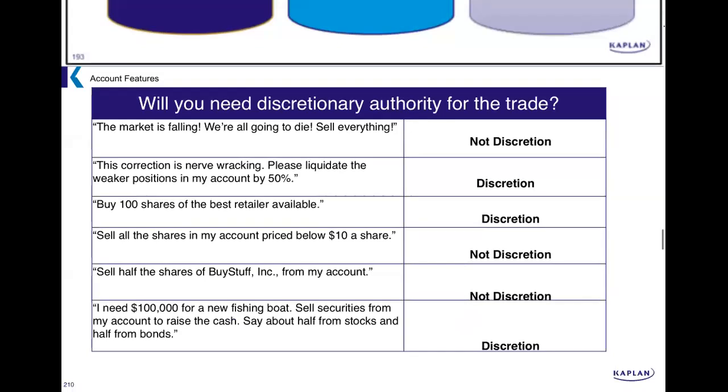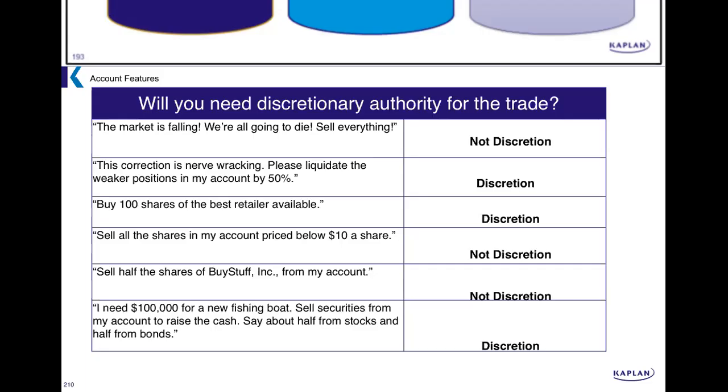All right, so let's take a look. Do I need discretionary authority for a trade? The customer calls, they say the market's falling, we're all going to die, sell everything. Well, they've given me the action, the amount, and the asset. They said sell everything. Therefore, I would not need discretionary authority over the customer's account. This correction is nerve-wracking. Please liquidate the weaker positions in my account by 50%. Now, you're asking me to choose what those weaker positions are. Therefore, that would require discretionary authority.